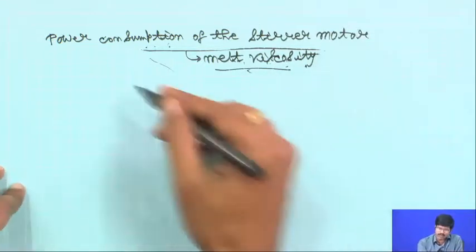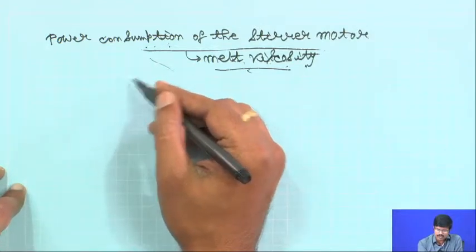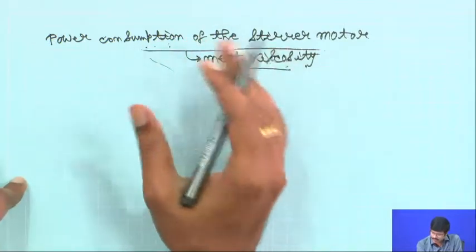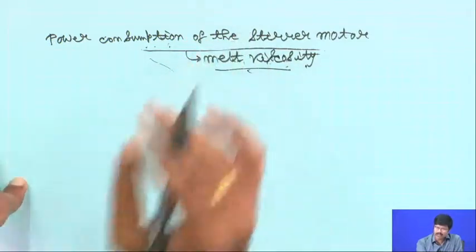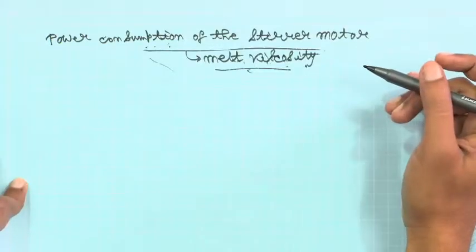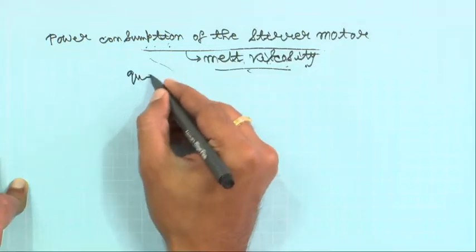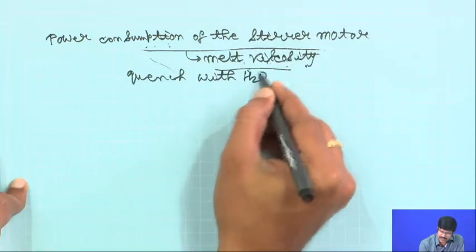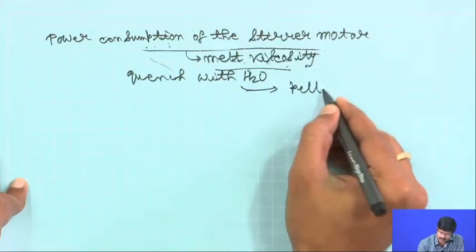So, what you do is that you have a vacuum. You release the vacuum by replacing it with nitrogen. You put some nitrogen inside the system, and then under the pressure of this nitrogen you expel the melt out of the system, and afterwards you can quench the melt with water, and you can make pellets out of the polymer.